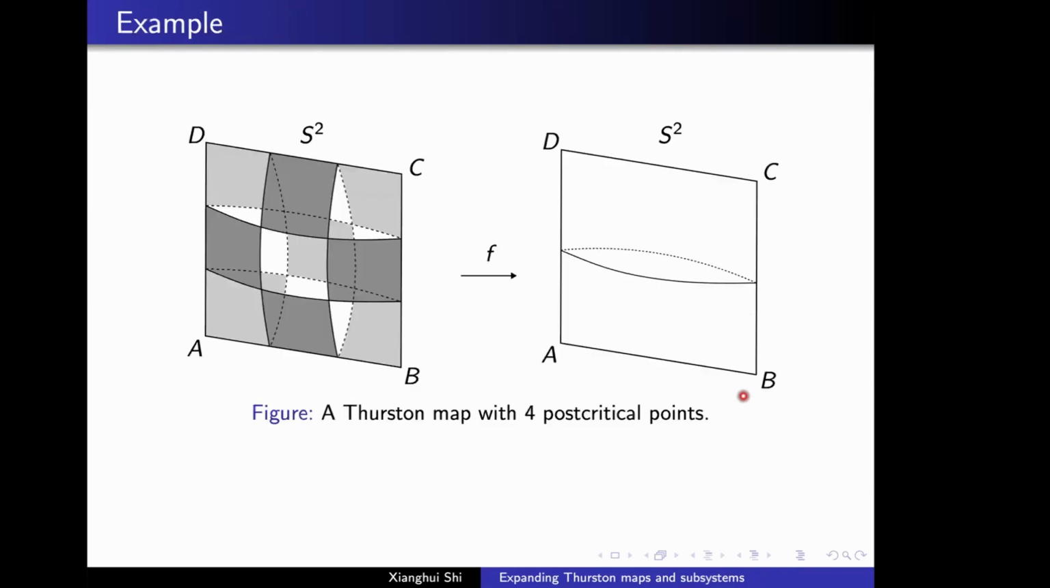Okay, let's consider an example. This illustrates an expanding Thurston map with 4 post-critical points, A, B, C, D. The sphere here is constructed by gluing 2 identical squares along their boundaries, forming a topological two-sphere. So you can see the sphere on the right. Those 4 points A, B, C, D are the post-critical points.